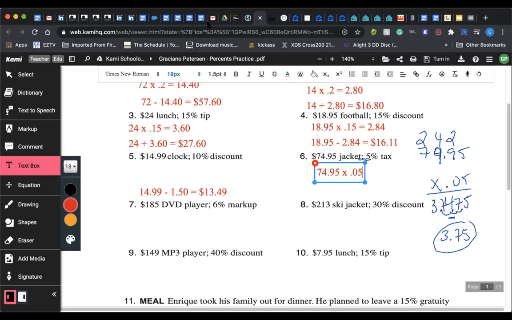All right, okay. So I take my $74.95 and I add $3.75. What's my total? Okay, 5 plus 5 is 10. 17. Hold on. Wait a minute. So 5 plus 5 is 10. 7 plus 17 is.